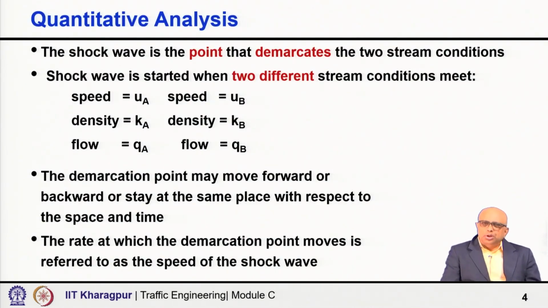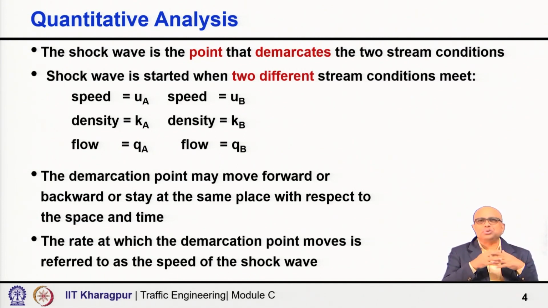As you know, the shock wave is the point that demarcates two stream conditions. Along the length of the road, when we travel, the stream conditions are not same, they vary. So, wherever the stream condition is changing, a boundary is created, and this boundary which demarcates two stream conditions is the shock wave. Shock wave is started when two stream conditions meet.